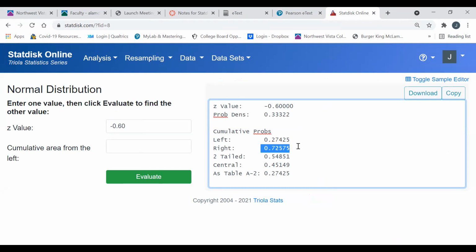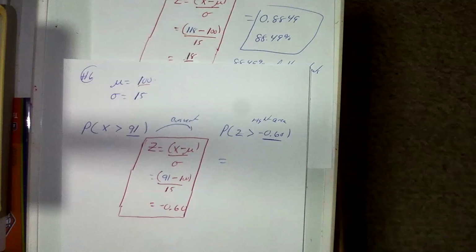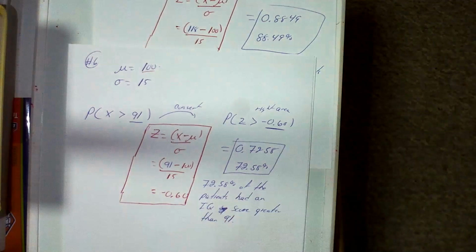If you want to do a little summary, 72.58% of the patients had an IQ score greater than 91. Those are like the politicians in Texas. Just saying that out loud. If you want to write it, but that's all they're looking for. They're only looking for that.